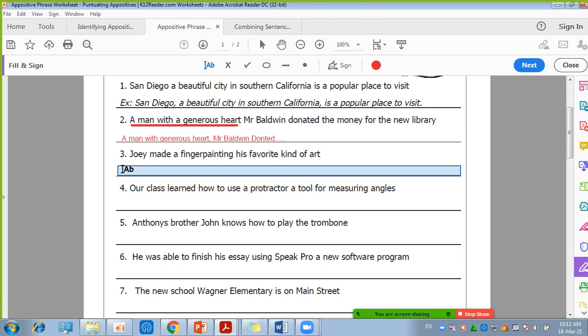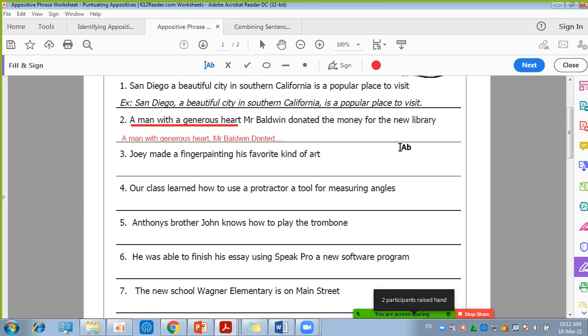I can ask you another question. If I started with Mr. Baldwin, a man with a generous heart, donated the money for the new library, right? This time you are going to surround a man with a generous heart with the two commas, right? Why did you do that? Because the phrase came in the middle. Yes, that's right. So we surround it.